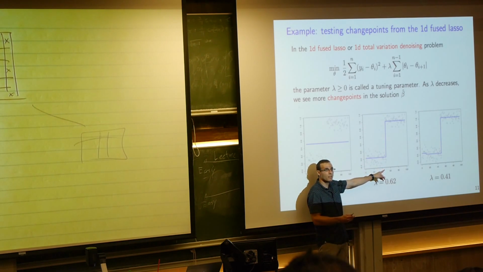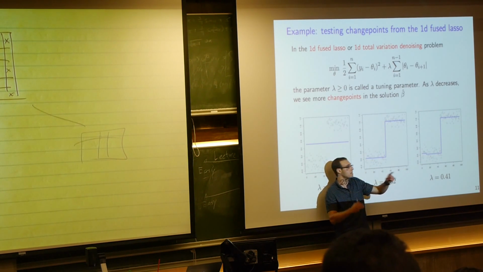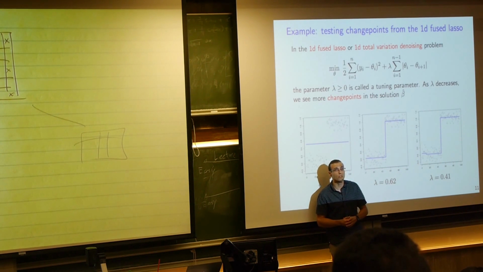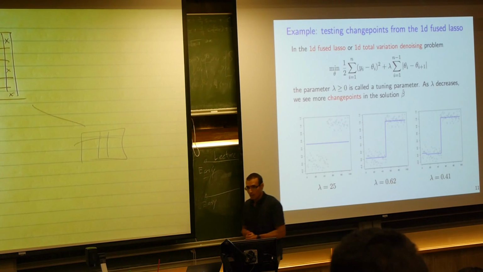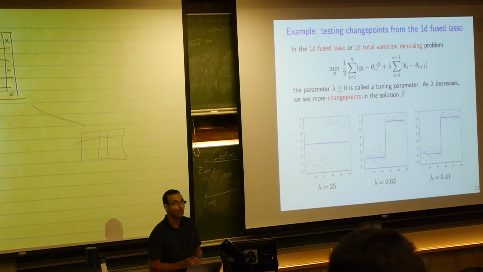Of course, it's a pretty easy problem. I picked 2. And then when lambda is even smaller, you can see it chose to make another piece here. It broke this into 3 pieces. That was best in terms of balancing those two terms in the criterion. So that's called 1D total variation denoising, or the 1D fused lasso, rather than 2D.